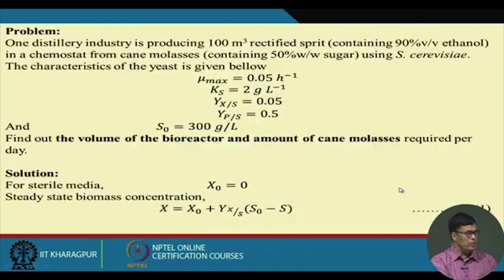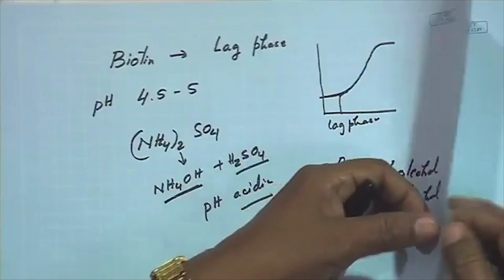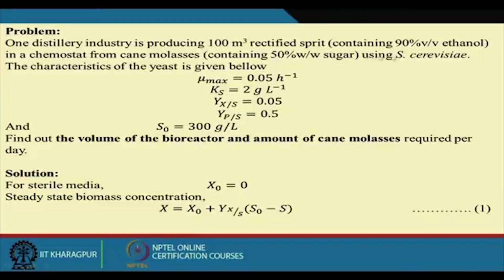Now I want to discuss one problem with the distillery industry. This is a very interesting problem. Suppose one distillery industry is producing 100 cubic meter of rectified spirit containing 90% by volume of ethanol, in a chemostat from cane molasses containing 50% weight by weight sugar, using Saccharomyces cerevisiae.